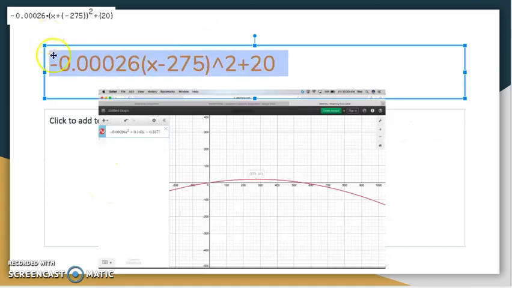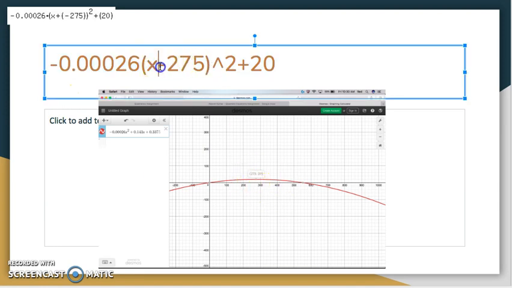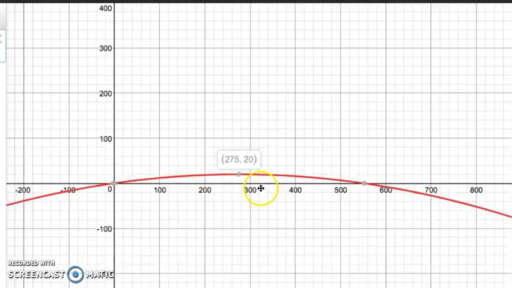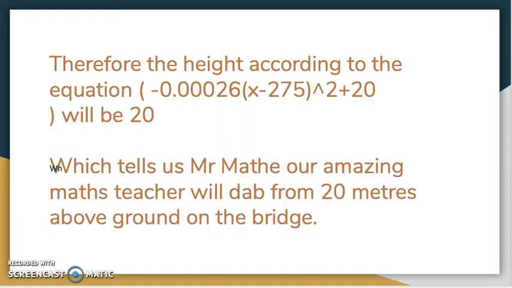So this will be the vertex form, and this will be the graph. As you can see from the graph form, negative 275. So when you put it in vertex form, it will be positive 275 and 20. You can see in the graph it's 275 and 20, which means we have got our correct answer. Now this is the graphing calculator I just put in there. So now this will be the solution of the question.